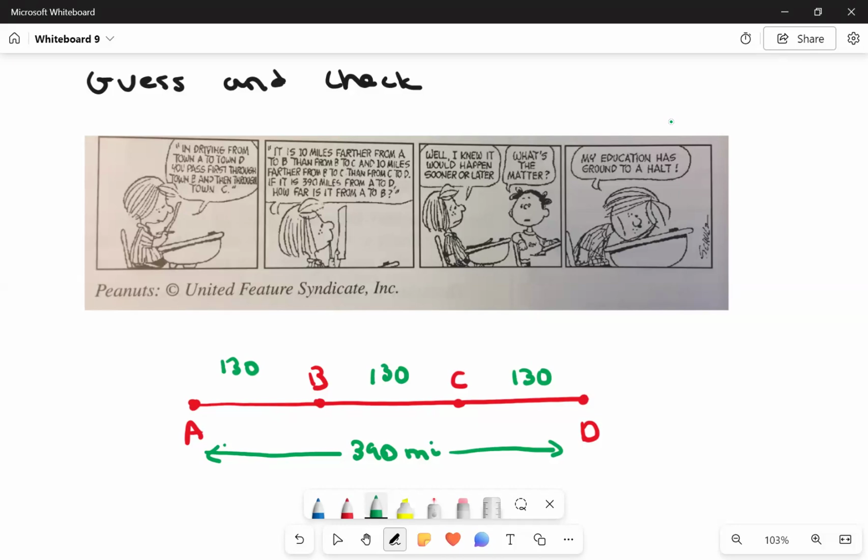Okay, so here's the idea. If I'm going to make this 10 miles further, so 140, and that be 130. Well, that can't stay 130 because that won't add up to 390. I need to change it to 120 in order to add up to 390. And actually, that works. Those three add up to 390, where there's 10 miles between A and B, and B to C is 10 miles more than it is between C and D. So the answer is 140 miles from A to B.